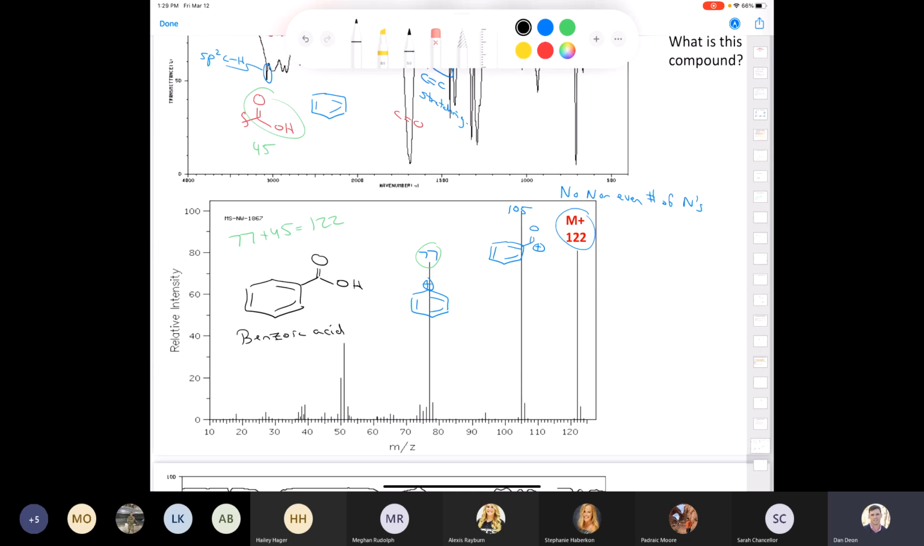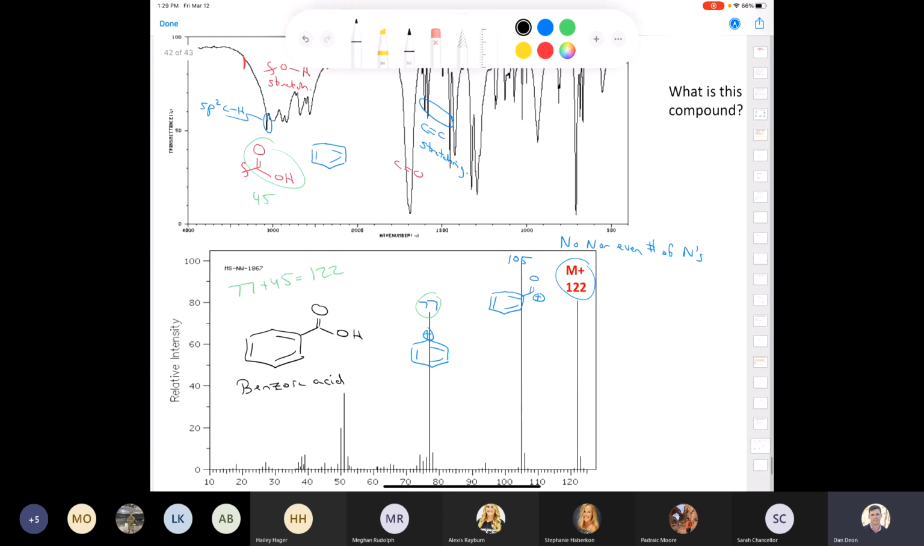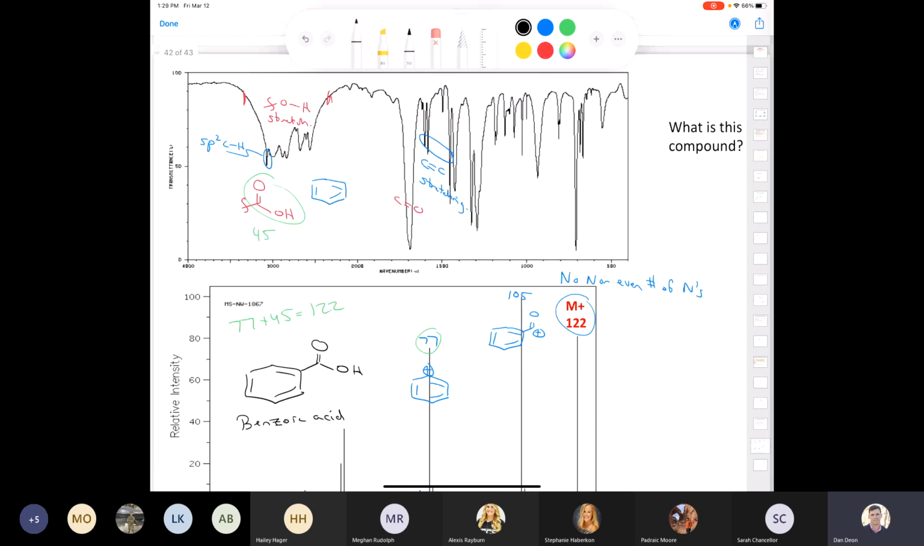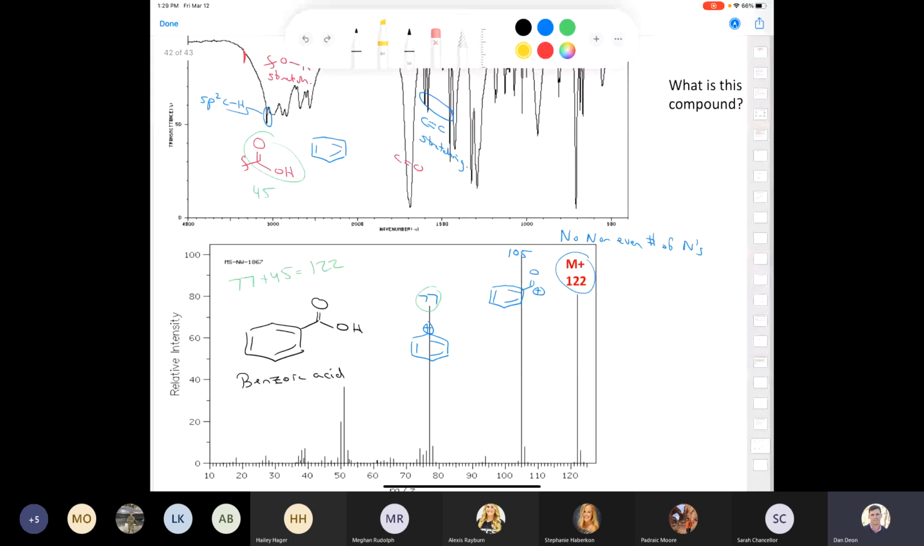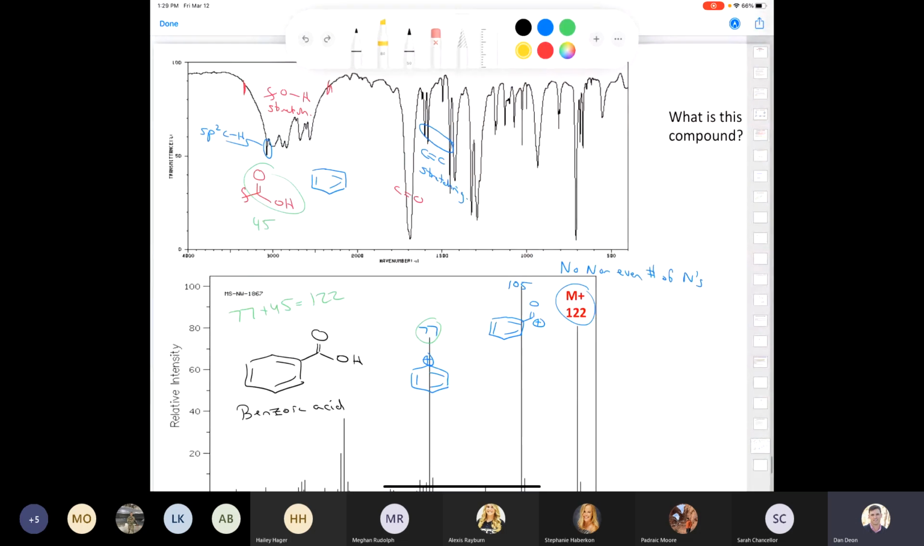That's the kind of approach that you want to take. We recognize the functional groups, an aromatic ring and a carboxyl group, and then we also recognize some fragments in the mass spectrum. We recognize that there's no nitrogen in the molecule, and we were able to put those two fragments together to make this molecule, and therefore we have proposed a reasonable structure for these two spectra.